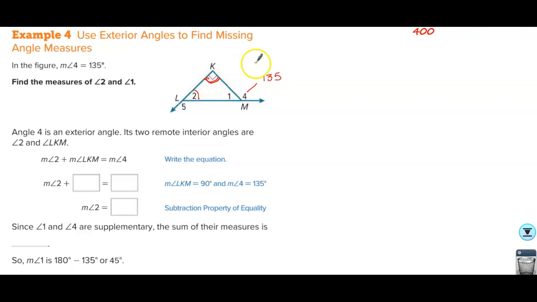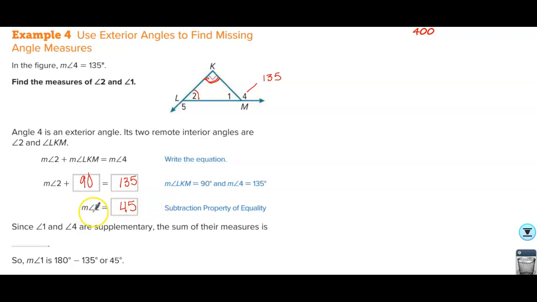So here's what they've given us. We know this is 135. We know angle 2 added to LKM has to equal 135. And we know K is 90 degrees, don't we? So that's what we put here, because the measure of LKM is 90. And the measure of angle 4, we're told, is 135. So now if we subtract 90 from both sides, we get that the measure of angle 2 is 45.